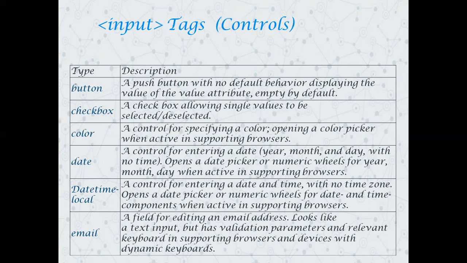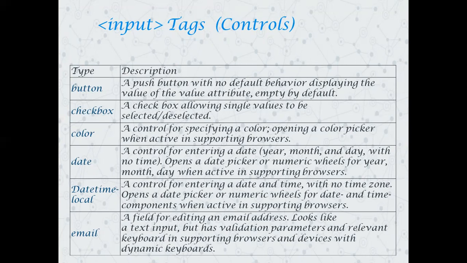Checkbox is used for assigning the selected and deselected state of things. Color is used for picking a color. Date is date, most probably used for year, month and day. Datetime-local is for the local time zone we watch. We prefer GMT and so on. Okay, hope you know this from your 10th standard geography studies.